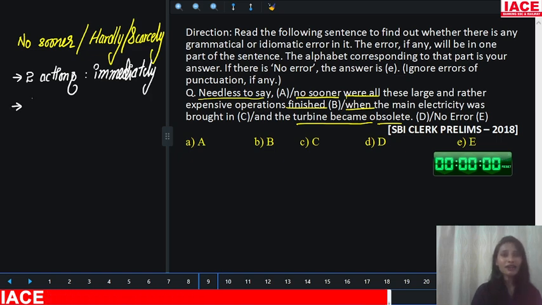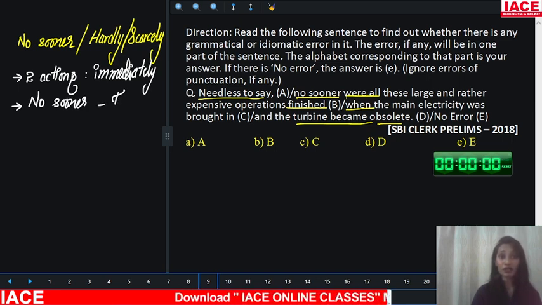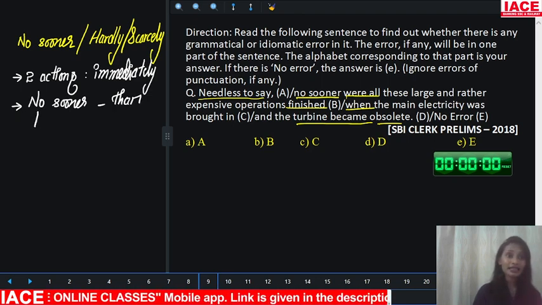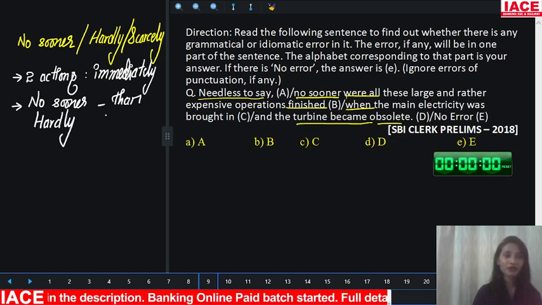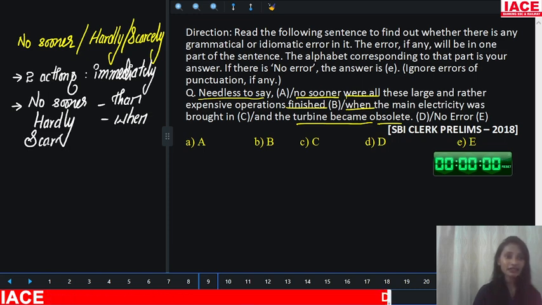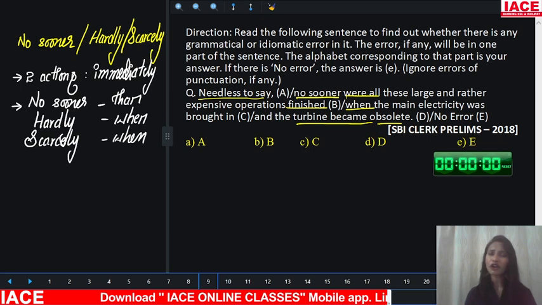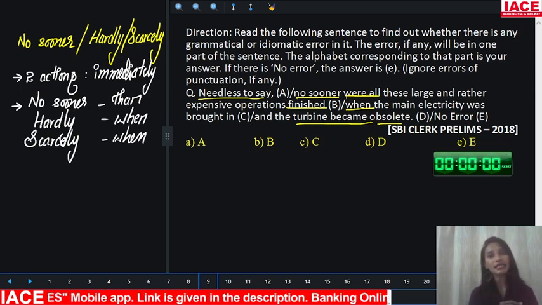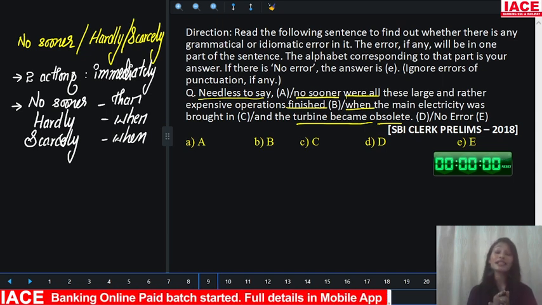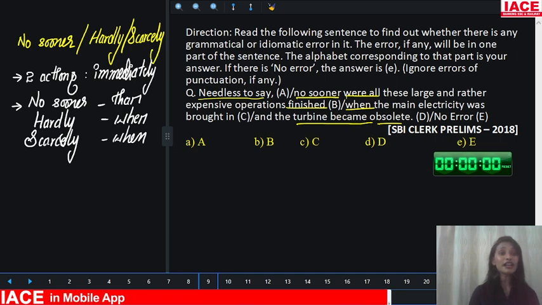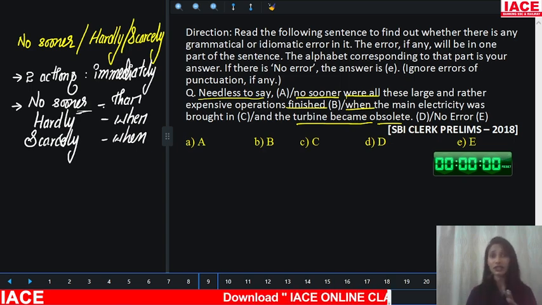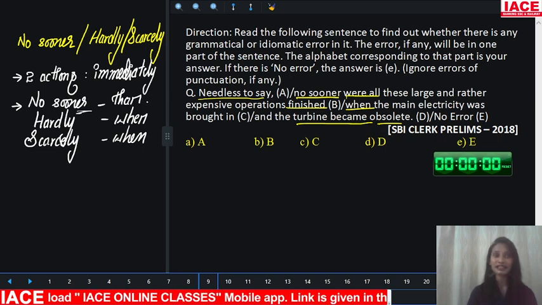Point number two. Whenever we use these, you have to know what their appropriate connectors are. No sooner is always followed by than, and hardly is followed by when, and scarcely is also followed by when. Why are hardly and scarcely followed by when but no sooner by than? Because hardly and scarcely are adverbs that take when as a conjunction, whereas in no sooner, sooner is a comparative form of the adjective. Soon, sooner, soonest. In comparative form, generally we do use than as a conjunction. So that's the reason it is taking than.